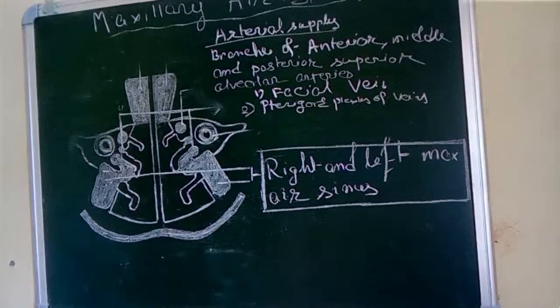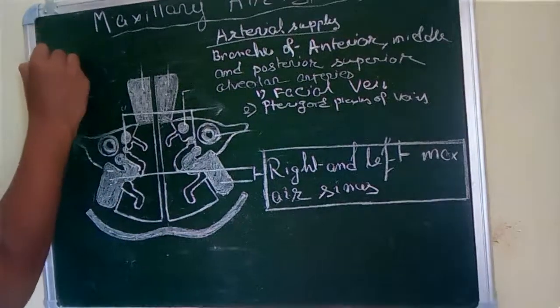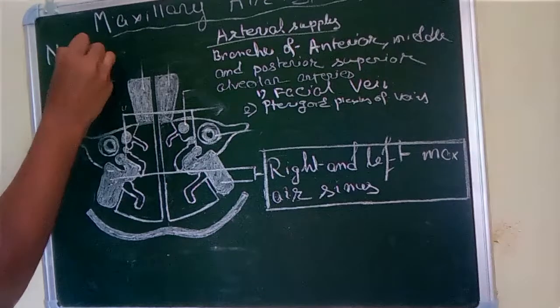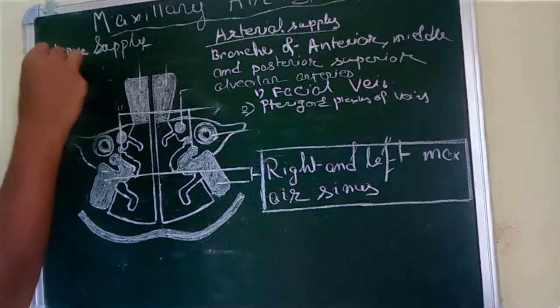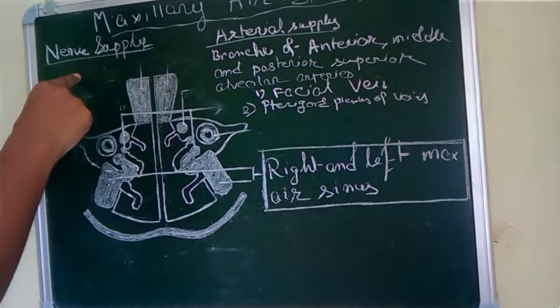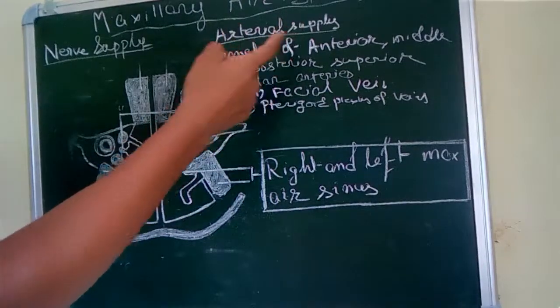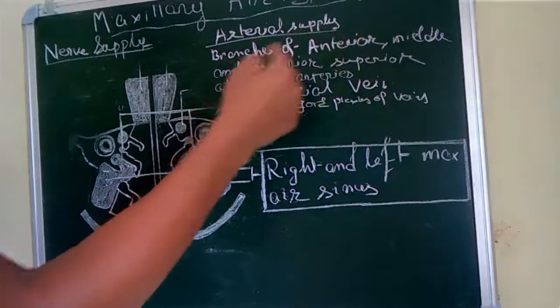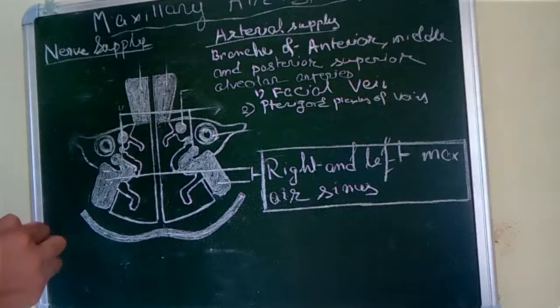And now the nerve supply of the maxillary air sinus. The nerve supply is by the anterior, middle and posterior superior alveolar nerves. Here the arterial supply is by the branches of the anterior, middle and posterior superior alveolar arteries, and the nerve supply is by the anterior, middle and posterior superior alveolar nerves.